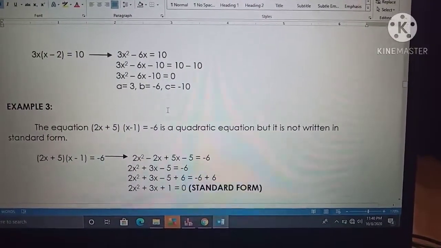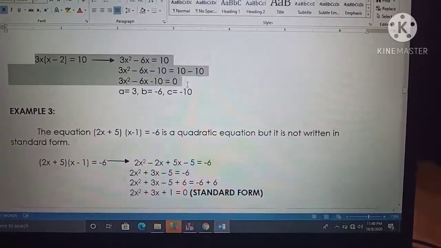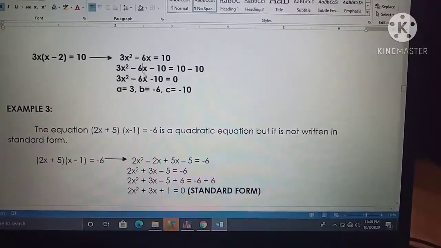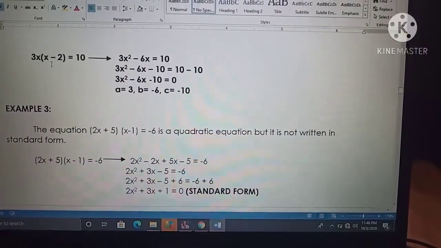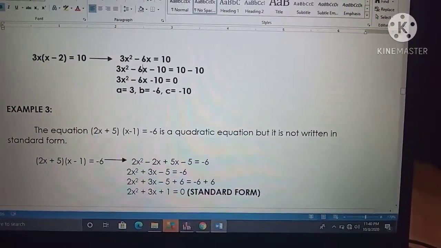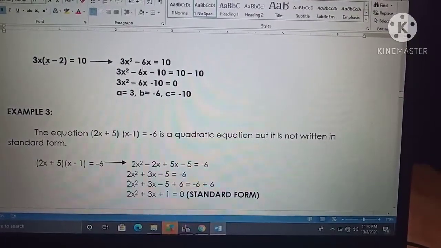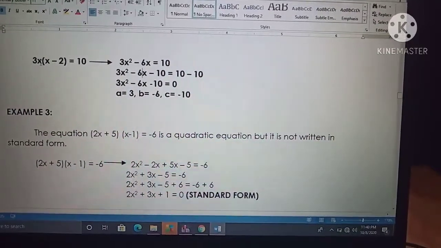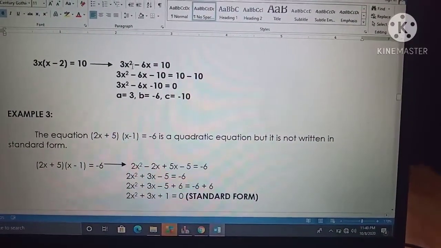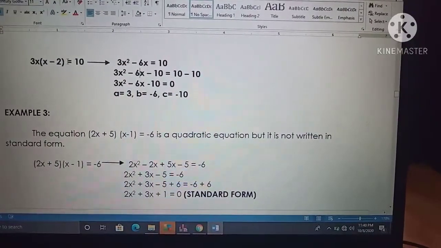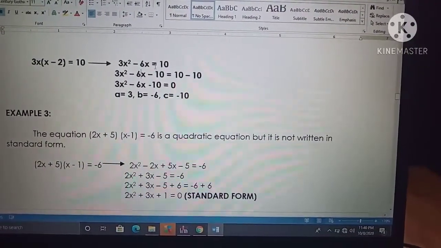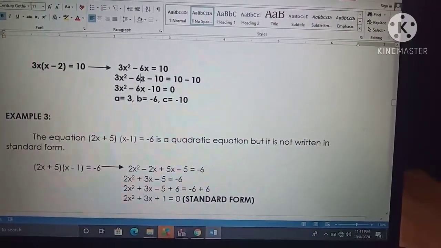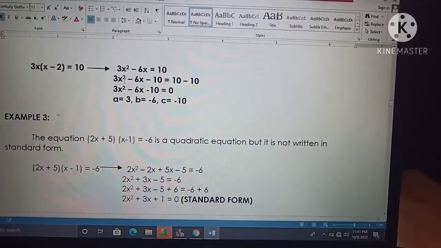So, paano? So, we have 3x multiplied by x minus 2 equals 10. So, simple lang. Parang katulad yung ginawa natin sa activity number 1. So, gagawin natin 3x multiplied by x, we have 3x squared. And then, 3x multiplied by negative 2, we have negative 6. So, copy lang natin si 10 equals 10. So, kailangan yung quadratic equation natin is laging equals to 0.